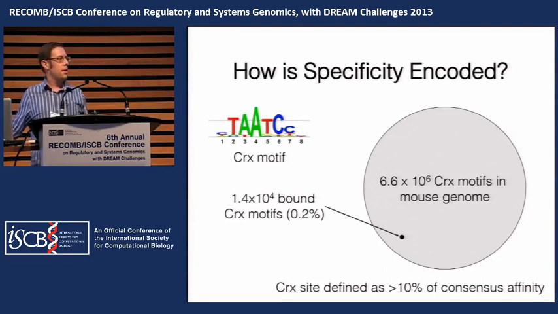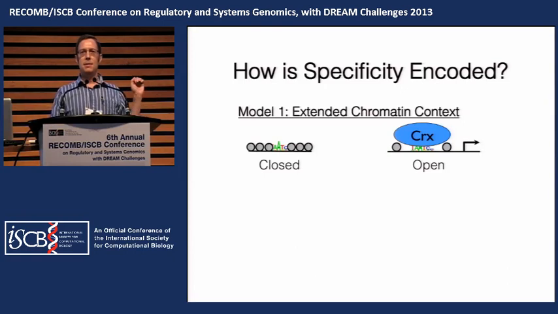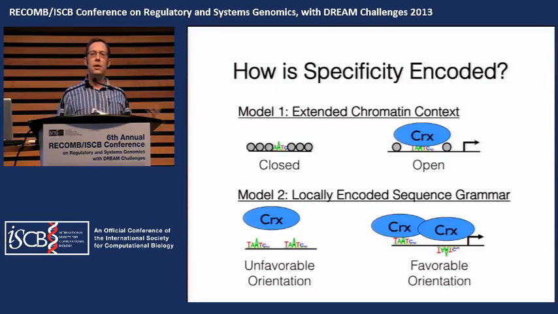In the literature, there are two broad classes of models that are often invoked to explain this. I'm going to treat them as distinct models, but as you'll see, they're not necessarily mutually exclusive. The first model is the extended chromatin context model. This model says that CRX is directed to its binding sites in the genome by the larger chromatin context. And so the reason why most of those 6 million copies of the CRX motifs are unbound is because they remain in closed chromatin.